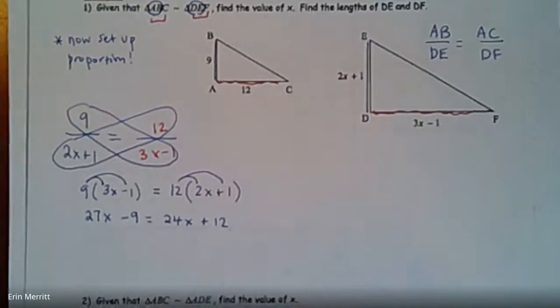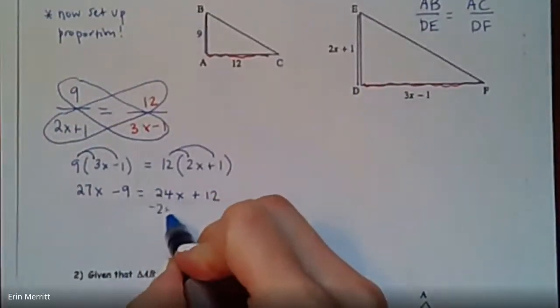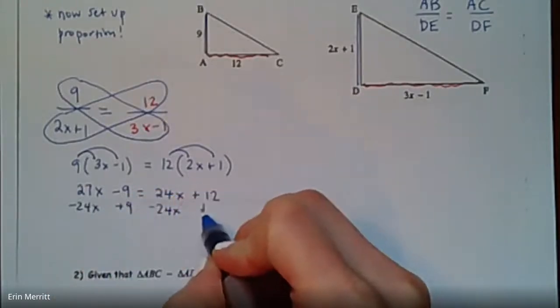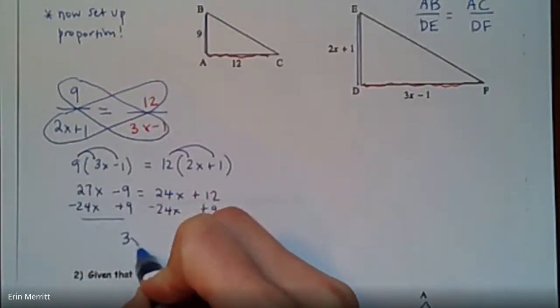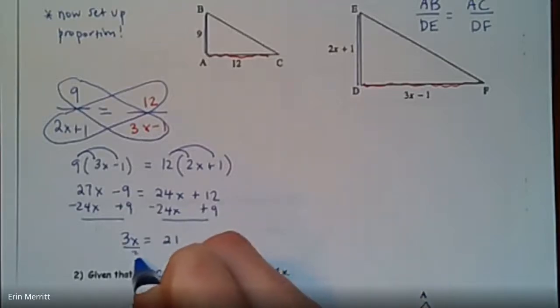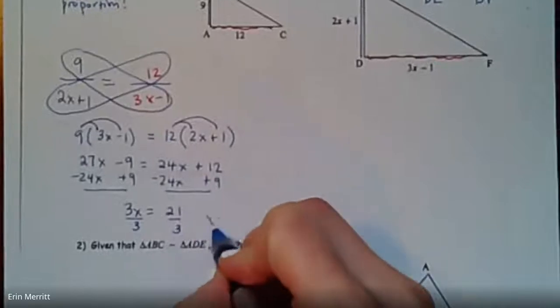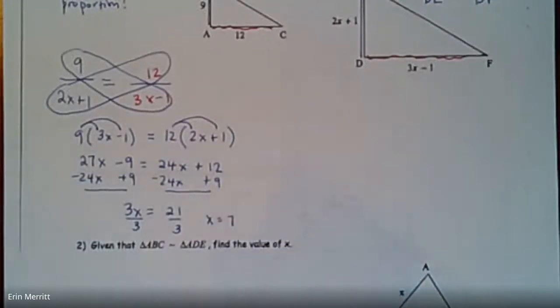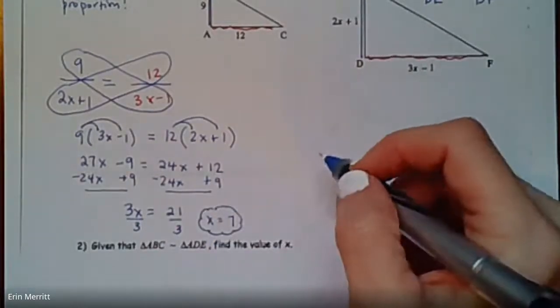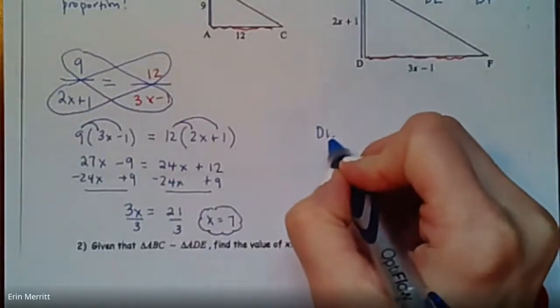And now you're just cleaning things up. As a reminder, when you're moving across the equal sign, we're using the opposite operation. So I'm going to kind of multitask here. That gives me 3x on the left. This is going to give me 21 on the right. Divided by 3, I get x equals 7. So the question, when you go back and look, said find the value of x. All right, bam, that part's done. And then find DE and DF. So last part, just plug in.